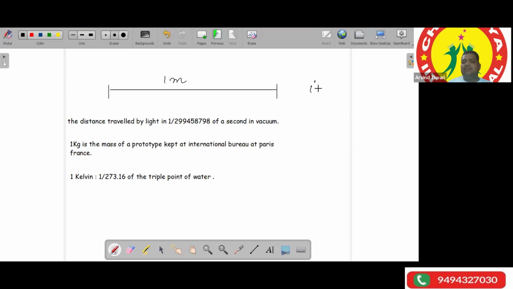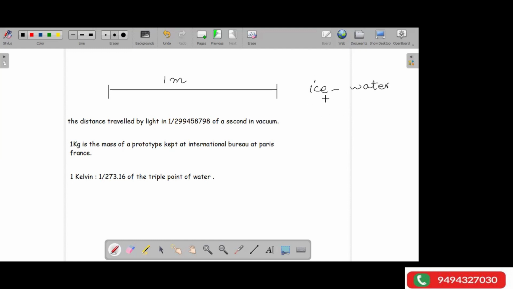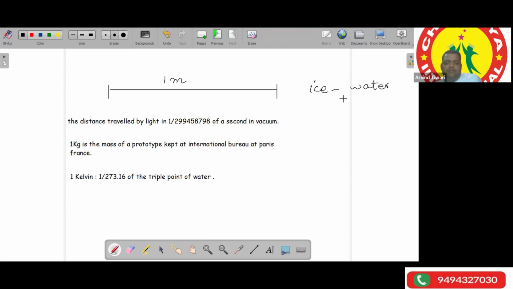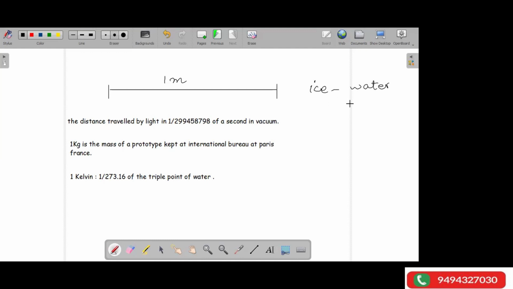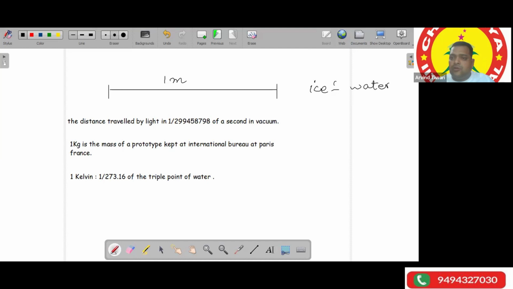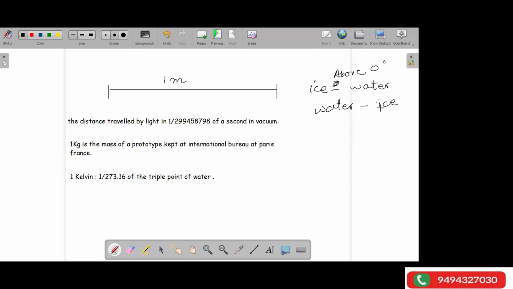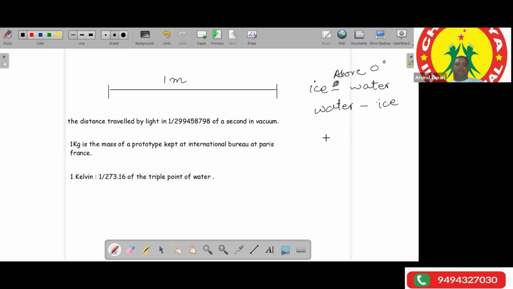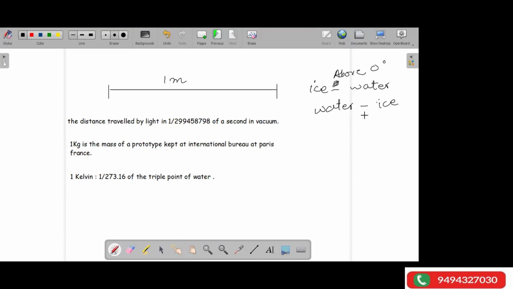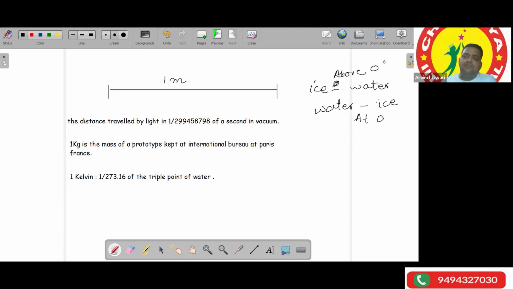At what temperature does this transition take place from ice to water? Yes, at what temperature does ice change to water? Sir, above 0. Okay, let's say above 0, I'm writing here above 0. At what temperature does water change to ice? At 0, you say?